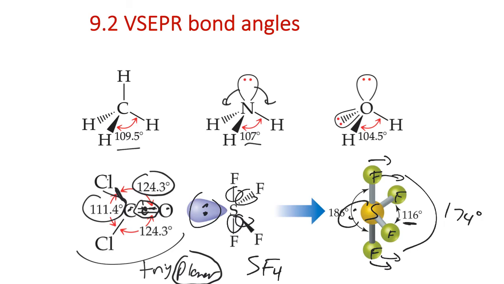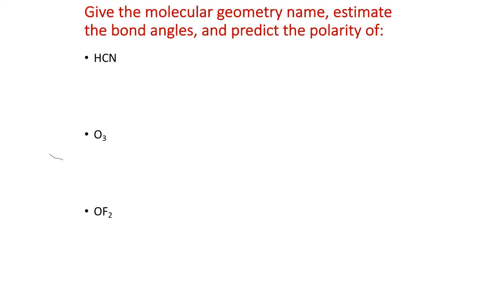Now let's come back to how this structure was made. How do we come up with that structure? Why is that the right structure for SF4 and how do we name it? Okay, before we get there, let's name these structures. So let's go through a couple examples of molecular geometry.